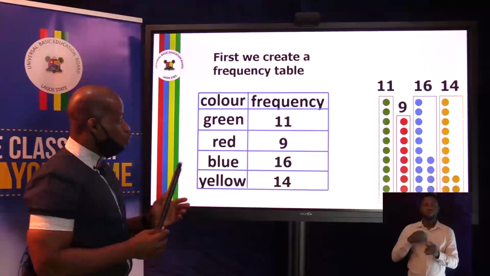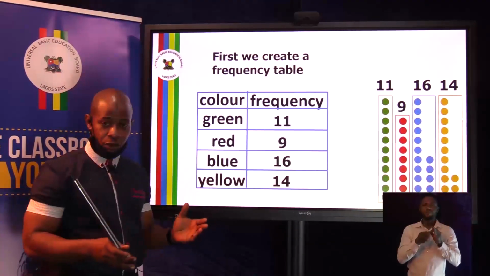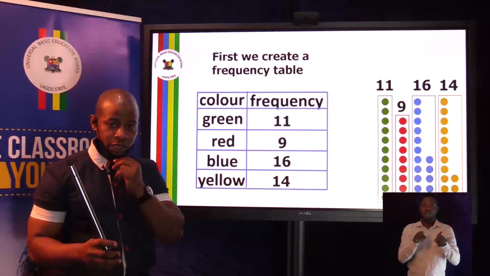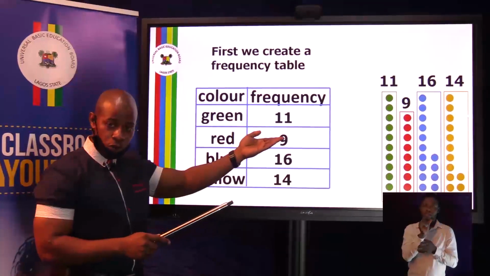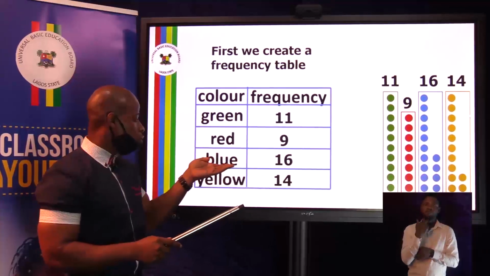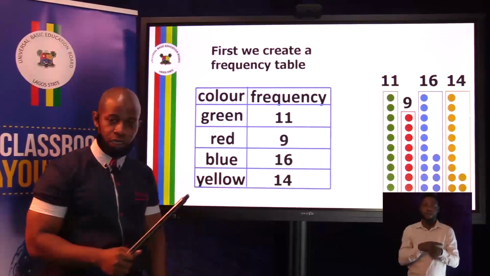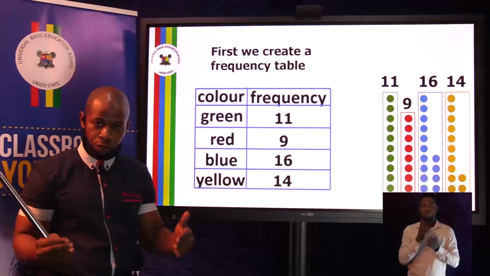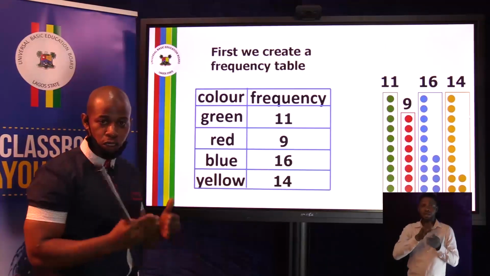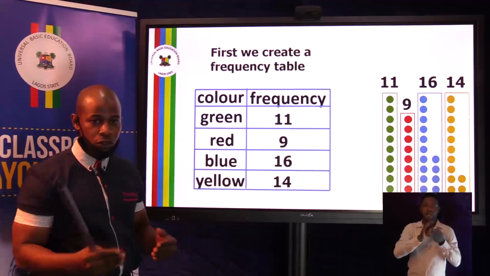First, we construct a frequency table. Remember that frequency is the same as count. So that means that there are 11 green balls, 9 red balls, 16 blue balls, and 14 yellow balls. If you have some set of data you have to represent, you need to count and construct a frequency or a count table.